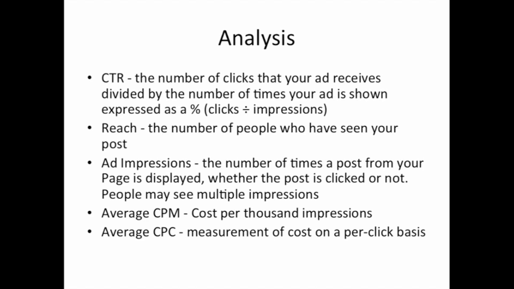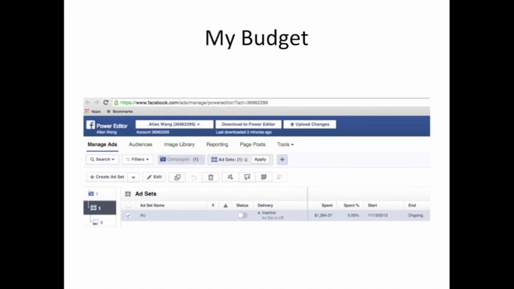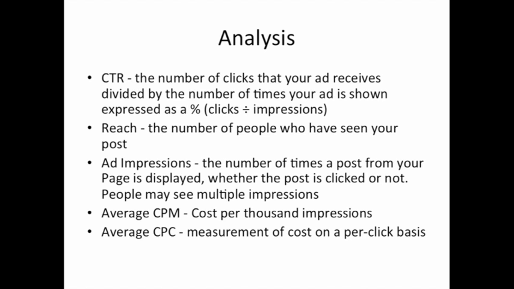The CTR is your click-through ratio, and that is the number of clicks divided by impressions. Your reach is how many total people have seen your ad. Your ad impressions is the number of times your post or your ad has been displayed, whether it's been clicked on or not. CPM is your cost per 1,000 impressions, and CPC is your cost per click, which is what I recommend starting with if you are testing a new ad.